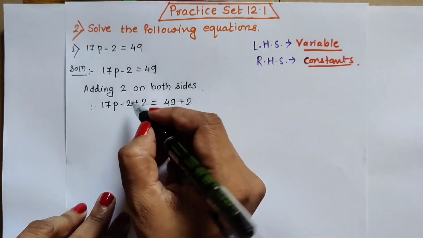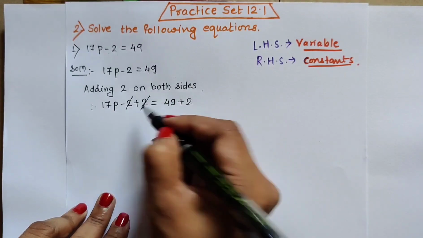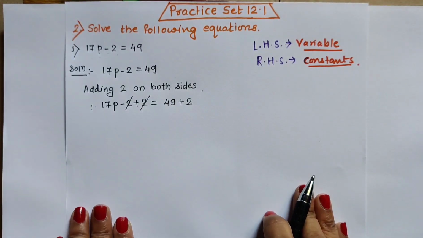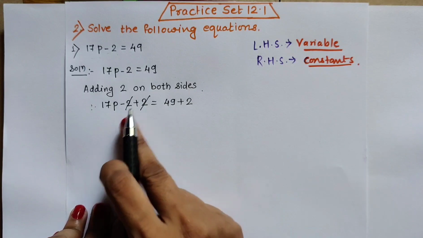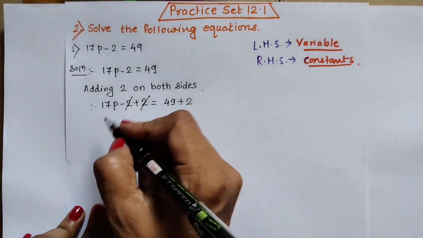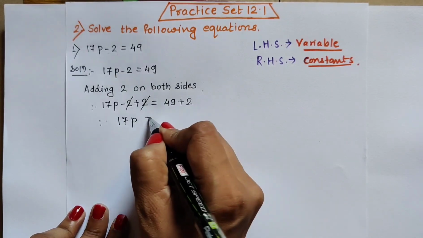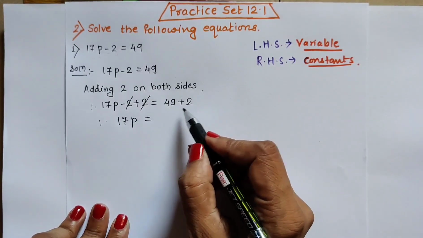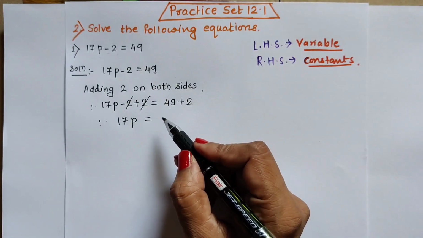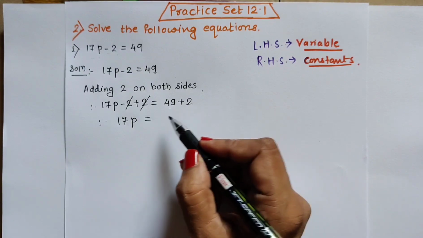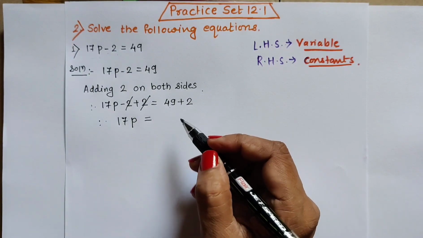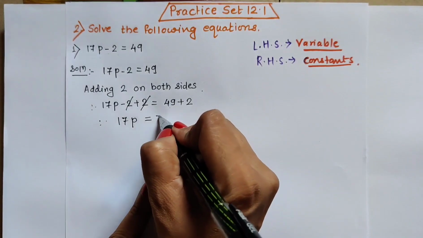Now what happens to the left hand side? This plus 2 minus 2 will become 0. 2 minus 2 is 0. That's why I have cancelled it. And what is remaining on the left hand side? 17p is remaining, is equal to, now this operation we can do, we can perform the operation of 49 plus 2, both are constants, so we can add them. 49 plus 2 is 51.